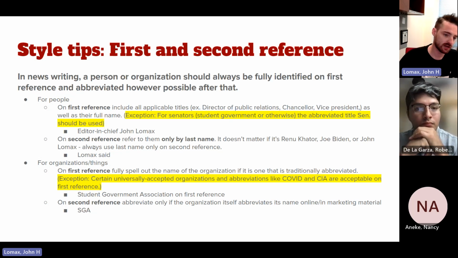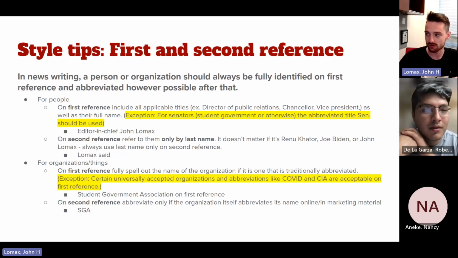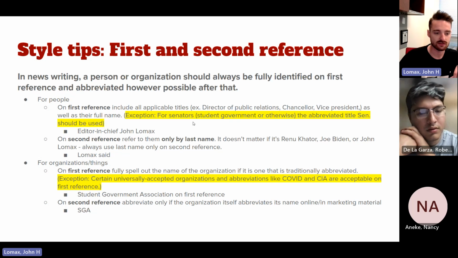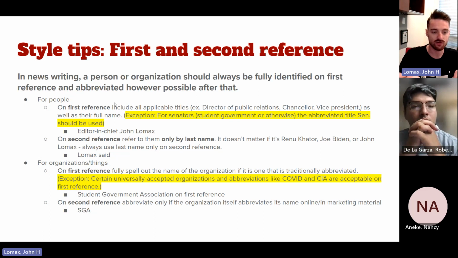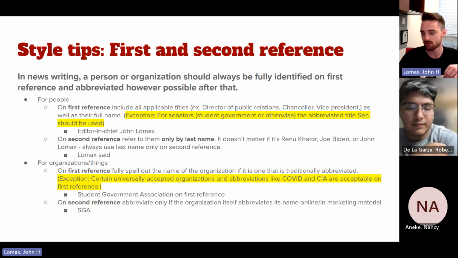And then another exception to this that I know y'all are familiar with is the big Cougar exception, where whenever you say UH, you don't need to spell it out the first time. We're going to assume, since they're reading the Cougar, they know what UH is. And you can also say the university, capital U. So those are a couple exceptions to this, but in general, just think of it as you're introducing the person or thing fully on their first reference, and then to save space on every reference after that, you're just going to say their name or the acronym for the organization.